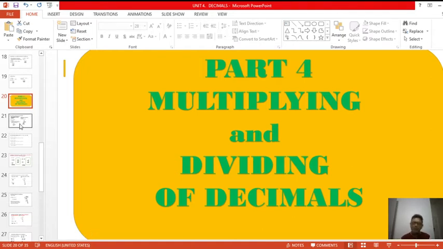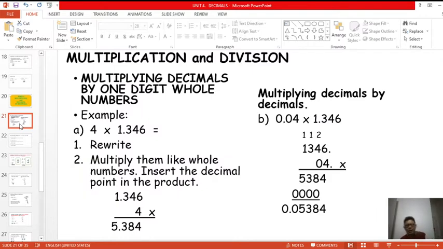Let's start with multiplying. What I have here is multiplying decimals by a one digit whole number. So meaning it's a whole number. The first thing you got to do is to rewrite the whole problem in a vertical form. That's what we always do, right? Even when we do whole numbers, we always rewrite the problem in a vertical form.